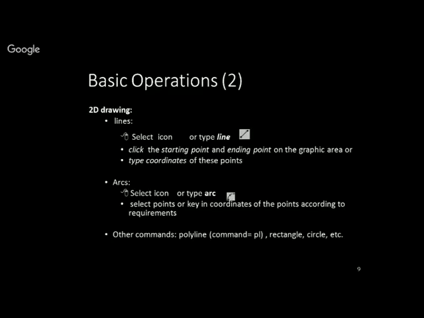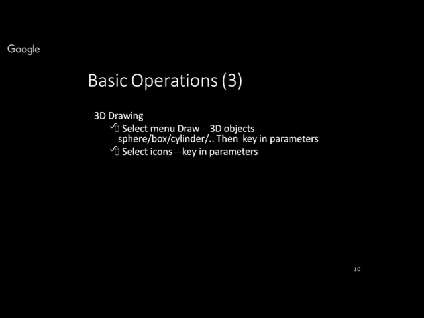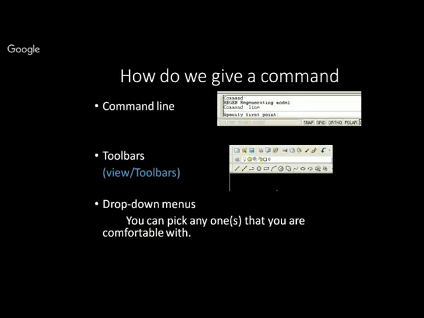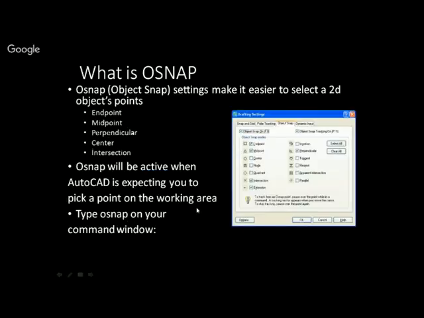In 2D drawings, we will be doing lines, arcs, polylines, rectangles, circles, various commands. And in 3D also, we will be working with 3D objects like sphere, box, cylinder, and various other things. Right? So this is the command line which we have already discussed. This is the command toolbar. And these are the various toolbars and drop down menus, just like in the case of your Word or any other software which you are using.